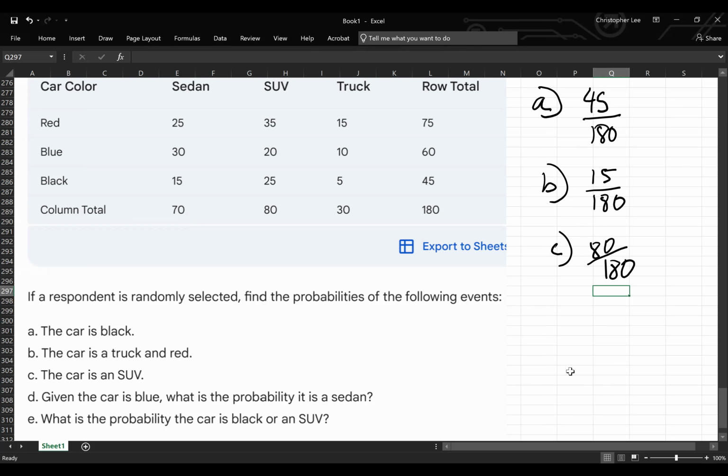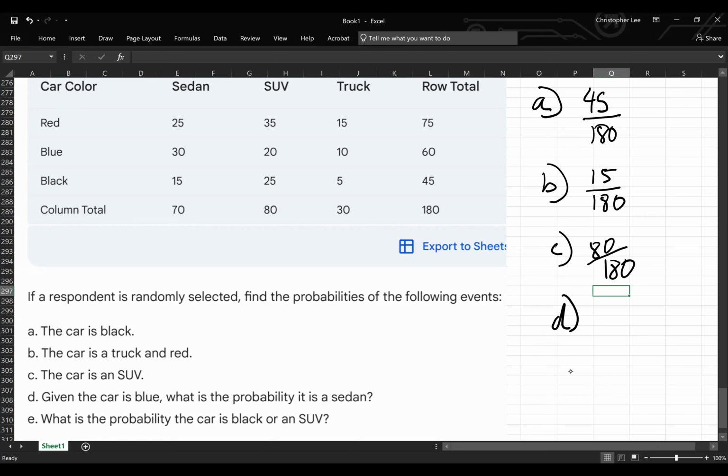What probability is it less than? 30 over 70, because it says sedan, not the old one. I need the rows and stuff.